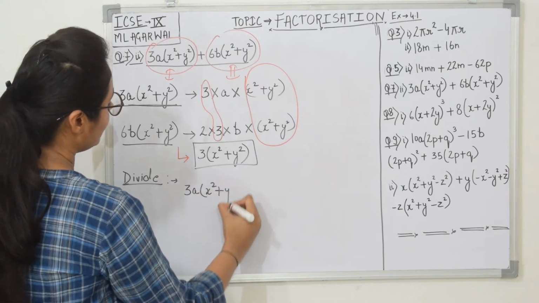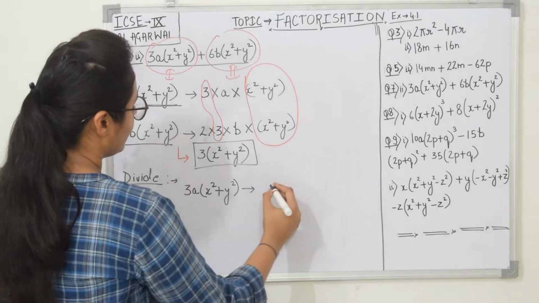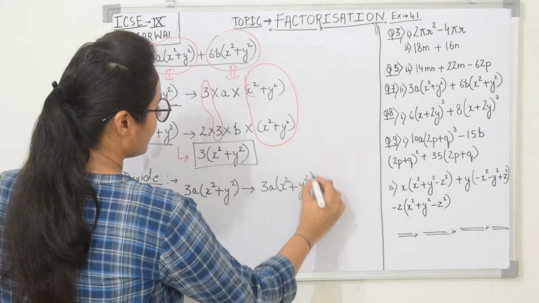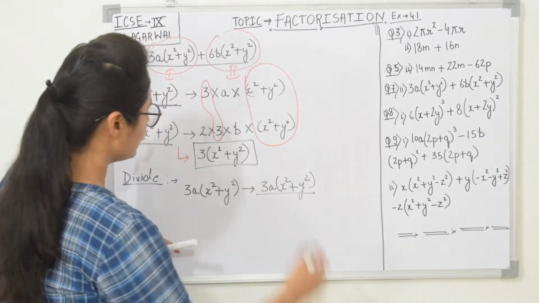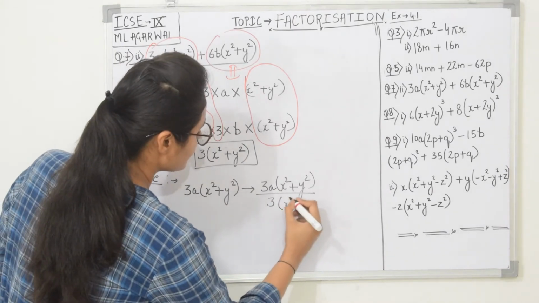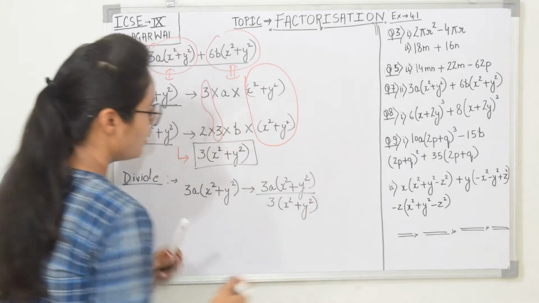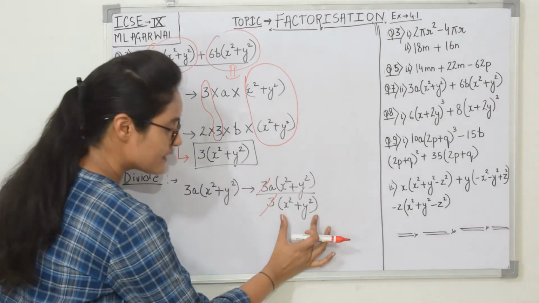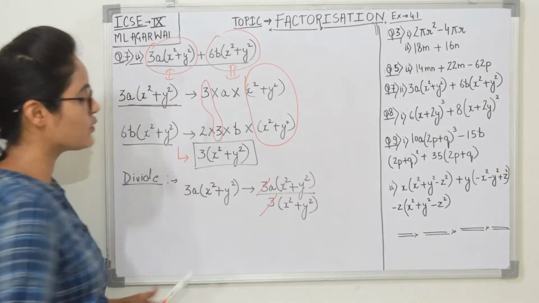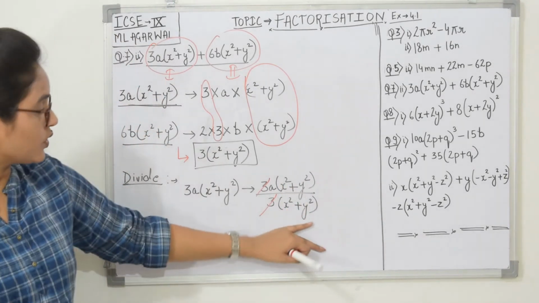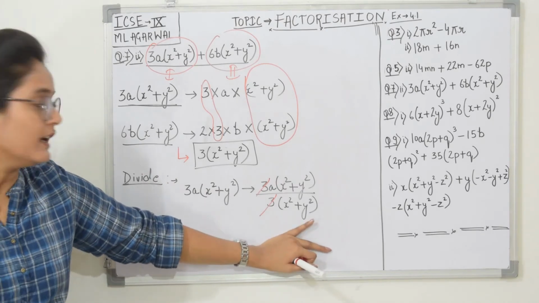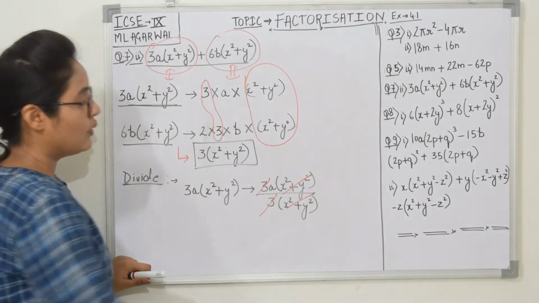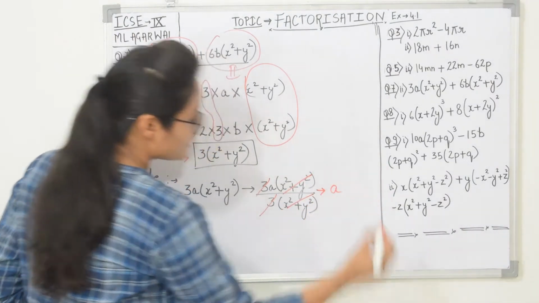Our first term was 3a(x² + y²). Dividing 3a(x² + y²) by your HCF, that is 3(x² + y²), what are you going to get? 3 and 3 are going to be cancelled out, and (x² + y²) in the numerator and (x² + y²) in the denominator is the very same term, so you can just cancel it as it is. So the only remainder which you are left with is your a.